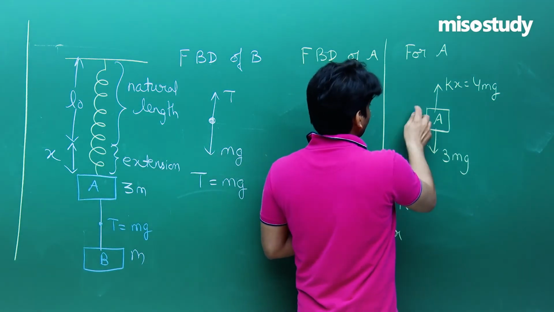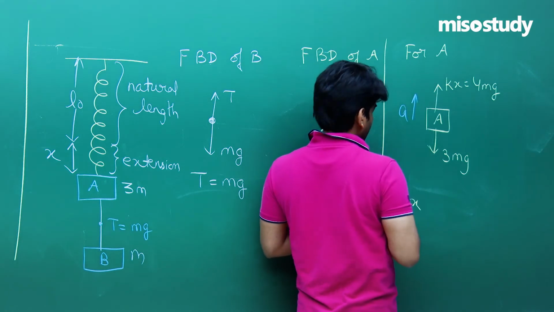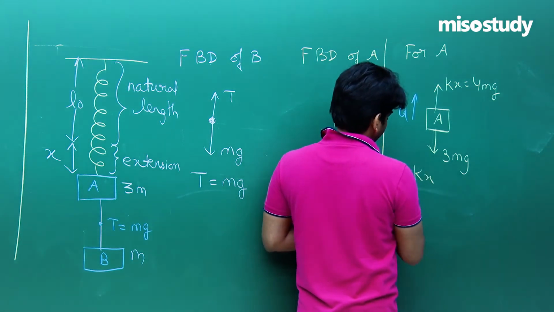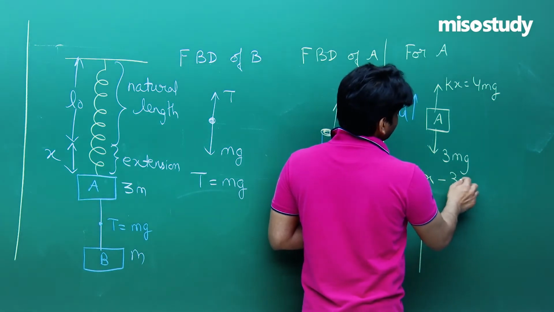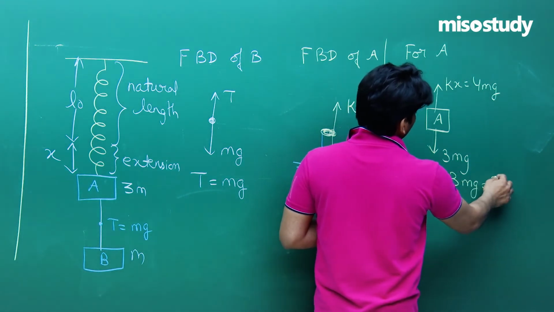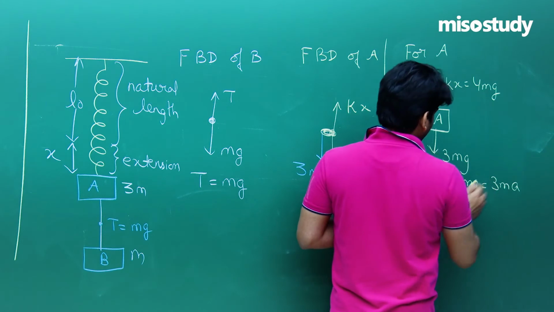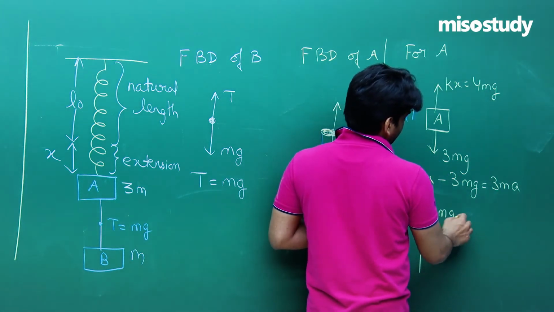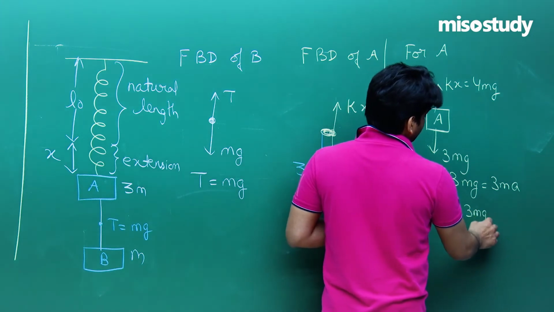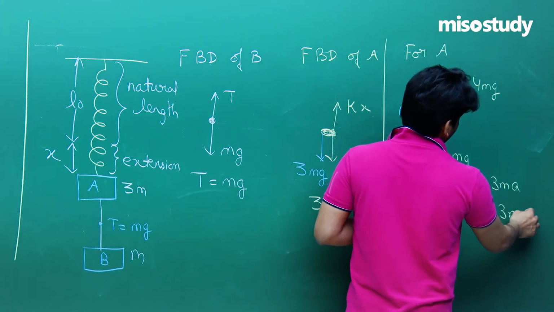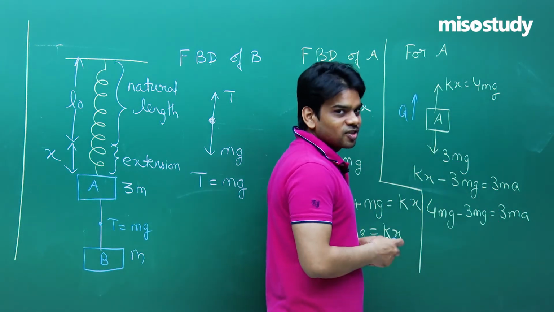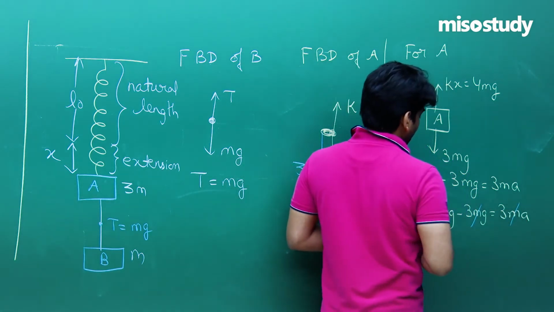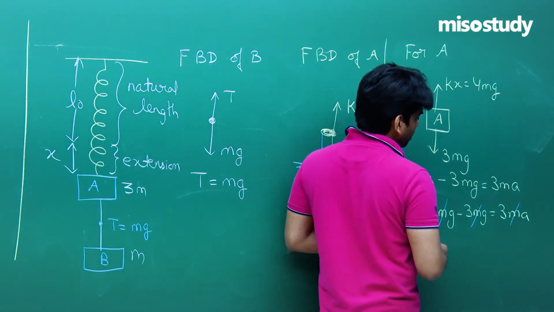So its acceleration, if I mark A upwards, we'll be having kx minus 3 mg is equal to 3m into A. So kx minus 3 mg, kx is 4 mg, minus 3 mg is equal to 3 ma. A I have used here for acceleration of A. M cancels out. 4g minus 3g is g.